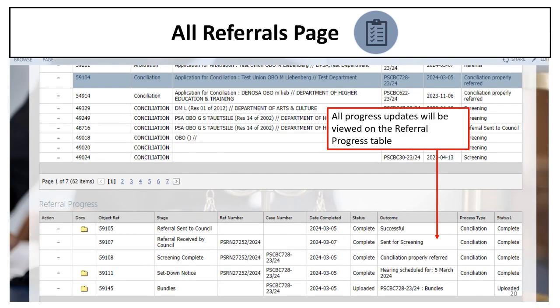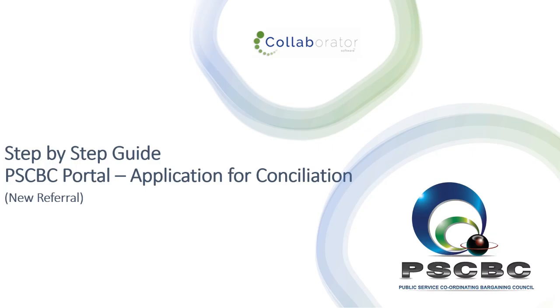The Referral Progress table at the bottom of the page provides real-time updates and tracks the referral's journey through the PSCBC process, ensuring you are always informed. You have now learned how to navigate the PSCBC portal efficiently and effectively. You can successfully submit a conciliation referral and monitor its progress from submission to resolution.